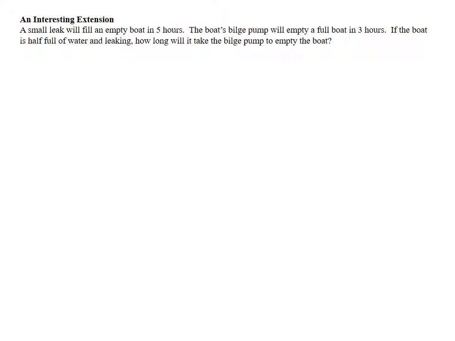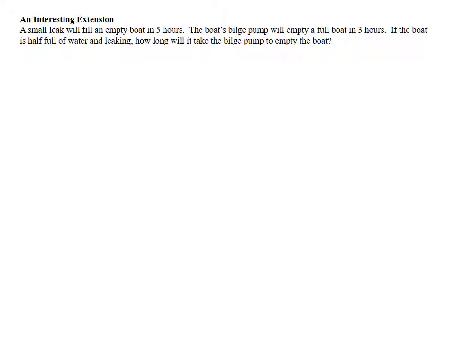The boat's bilge pump will empty a full boat in 3 hours. So the pump will empty the water that's in the boat if it's full in 3 hours. So the leak is going to fill an empty boat in 5 hours. The pump is going to empty a full boat in 3 hours. So they're working against each other.